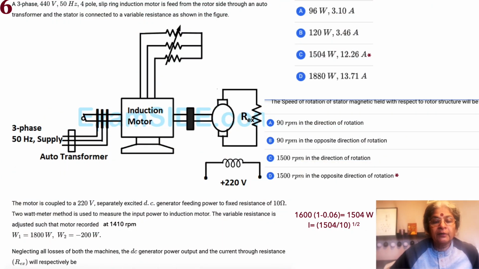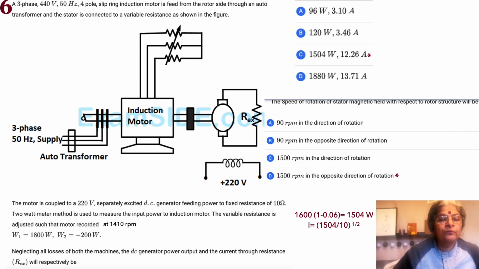So let's move to the sixth problem. Here we have a very complex structure where an auto transformer is feeding a three-phase 50 hertz power supply to an induction motor. Then it has a shaft connected to a DC generator, which has a field powered by 220 volts, so it's separately excited, and then the DC generator is feeding a resistor. Moreover, the induction motor seems to have a resistive bank, so it could be a slip ring induction motor with resistors. Okay, so let's read.